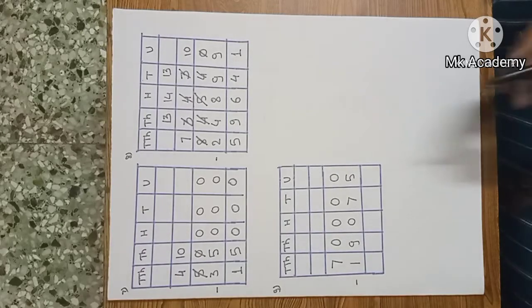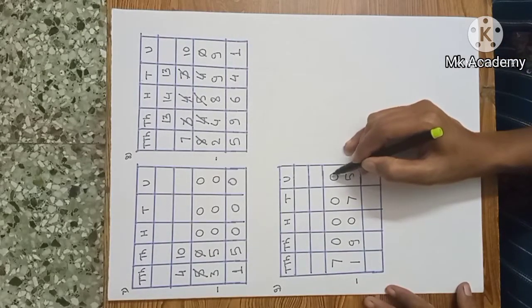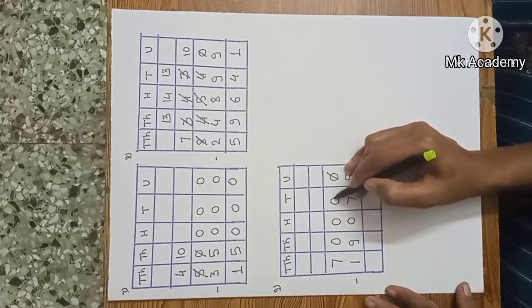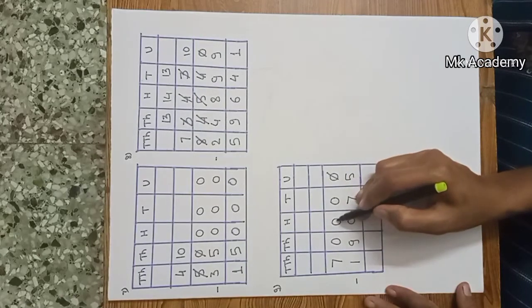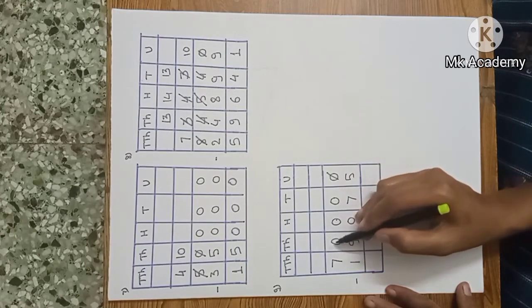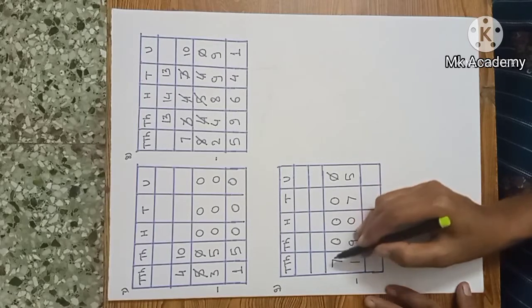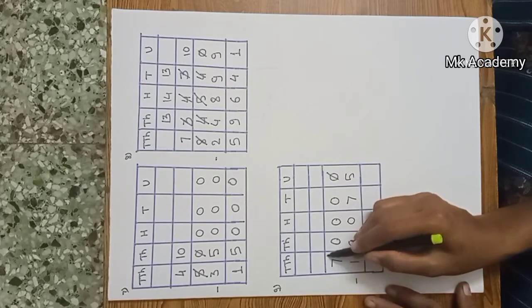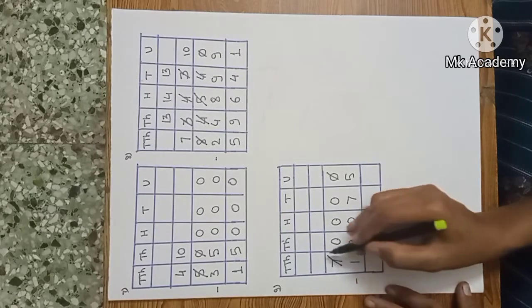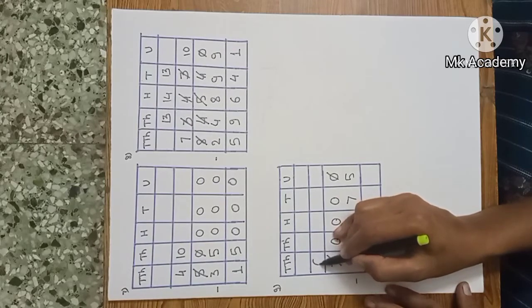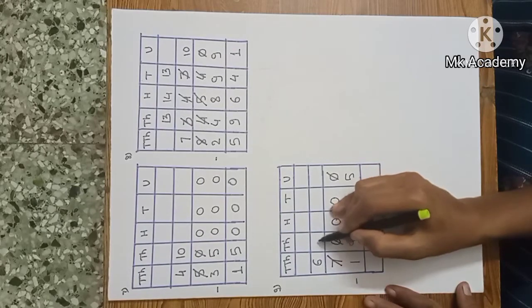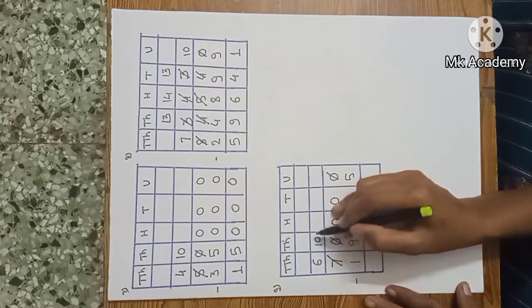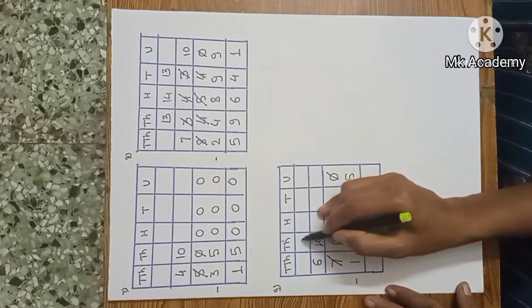19,075. Here 0. Start from unit place. This is 0. Therefore you can borrow from tens. Here also 0. We can borrow from 100. Here also 0. Borrow from 1000. Here also 0. Therefore we can borrow from 10,000. We can borrow 1 10,000. How many 10,000 remaining here? 6. Here we get 10,000.